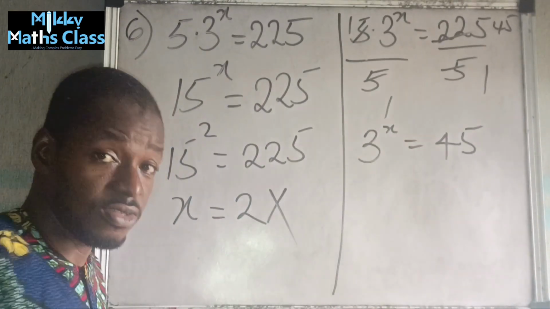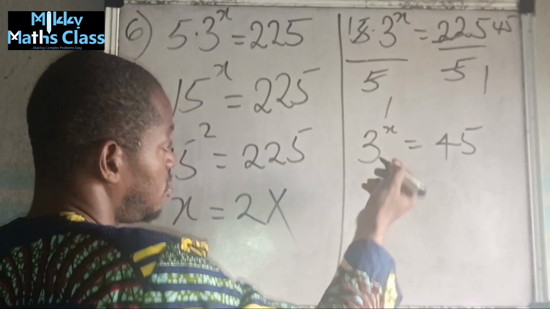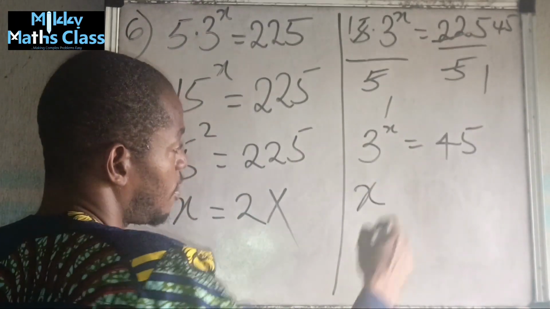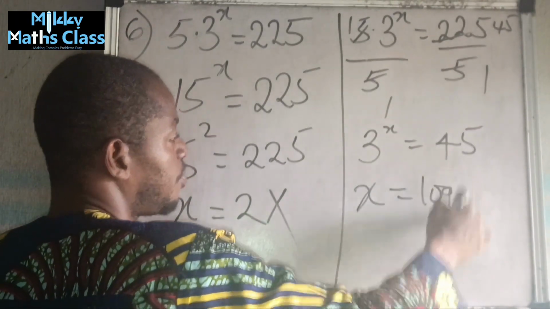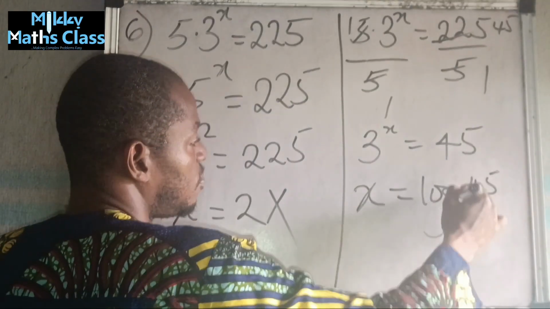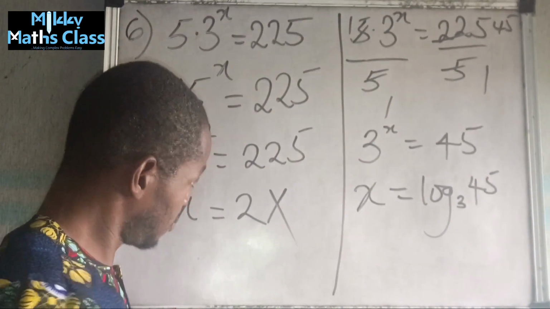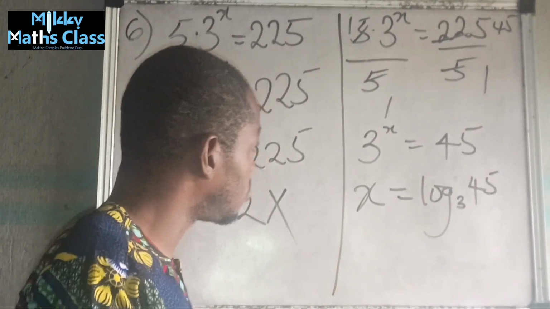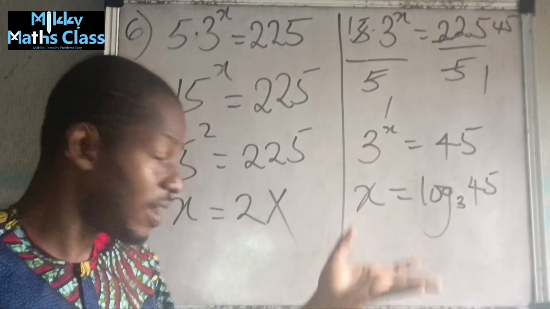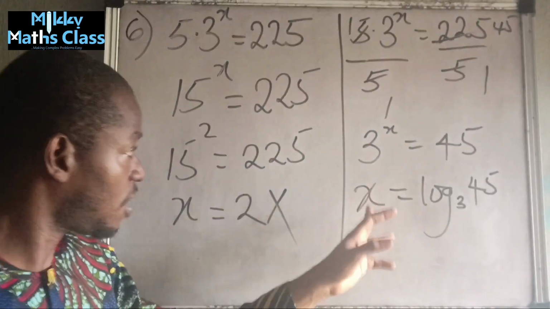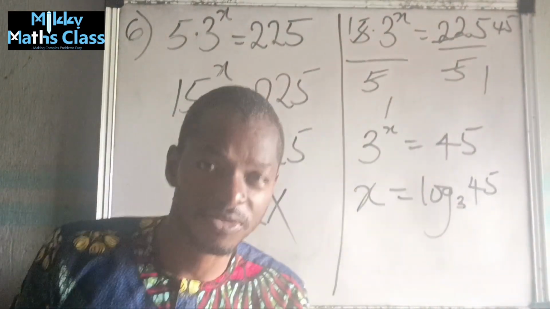Now 3 to the power of x is 45. How do we resolve it? If you don't have a calculator, you can do this: x. Use your log. It will be equal to log 45 base 3. You can finish it up with your calculator to get your answer, but this is the answer. Our x is log 45 base 3.